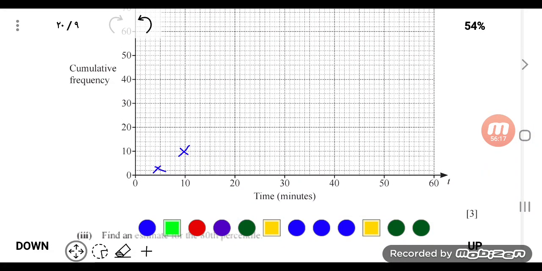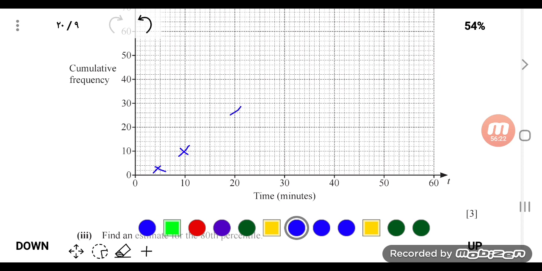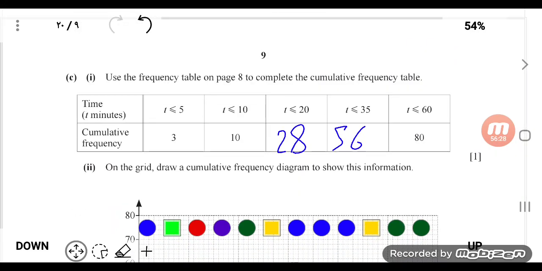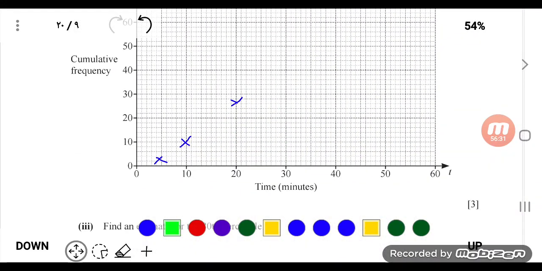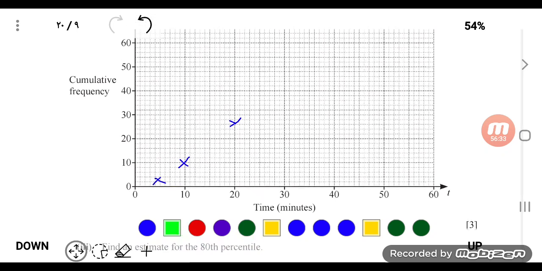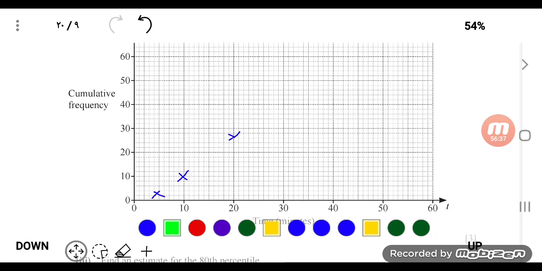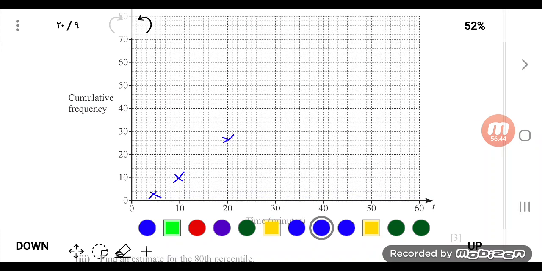So 20, 28 is almost here. Then the other point is 35, 56. 35, 56 is almost here.